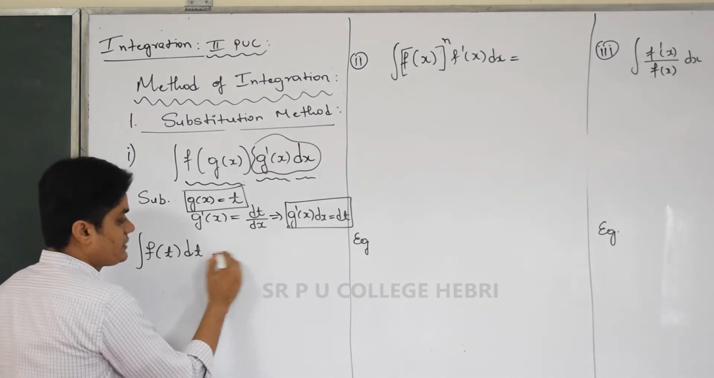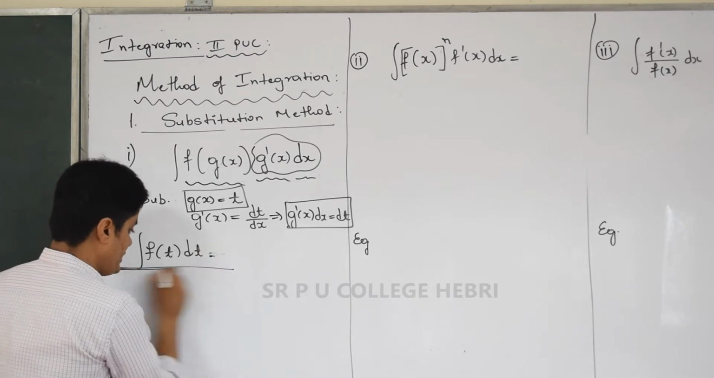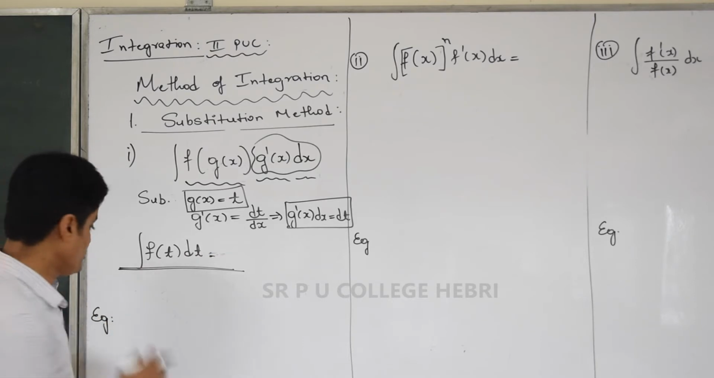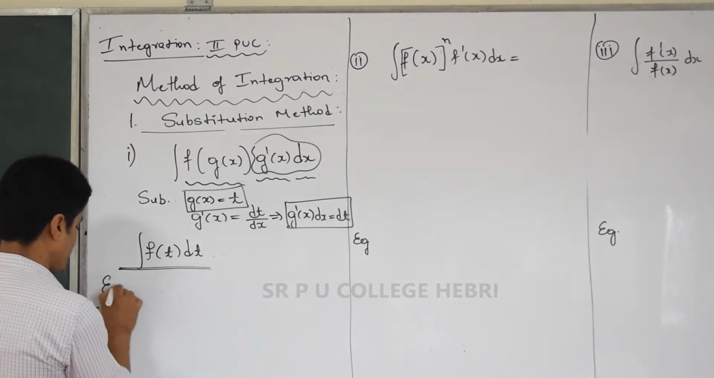I can't continue from here because here f of t is unknown. So I just outline the general method here itself. The general method is complete here. But don't worry, I will explain this again with an example. Now you will see it clearly.